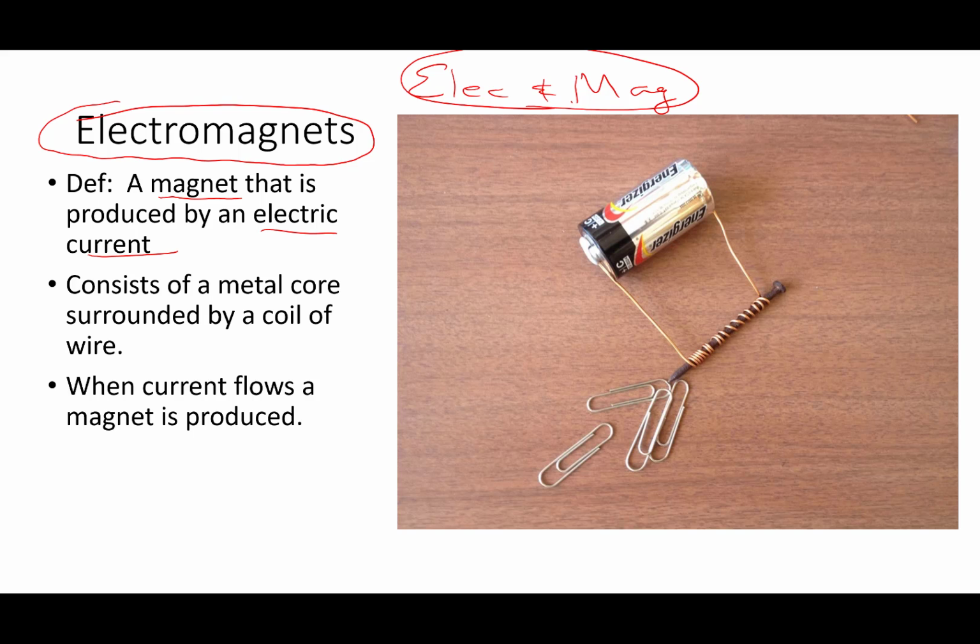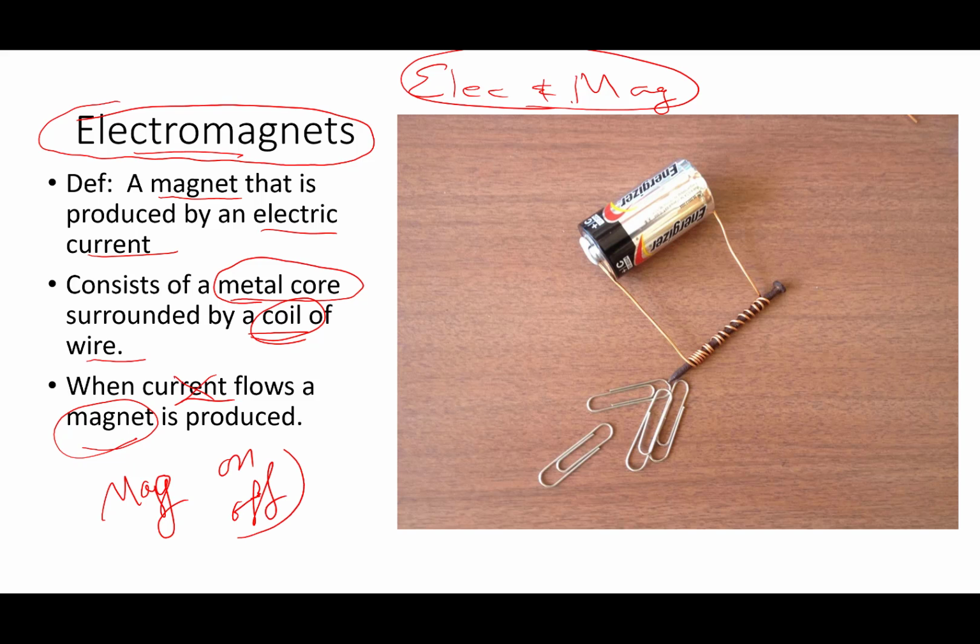The simplest form of an electromagnet is some sort of a piece of metal, a metallic core or a magnetized core, surrounded by a coil of wire. When the current is going through that piece of wire, a magnet is produced. When the current is no longer there, it is not magnetized. So the nifty part of an electromagnet is that it is a magnet that you can turn on or off. And it has gazillions of different applications.